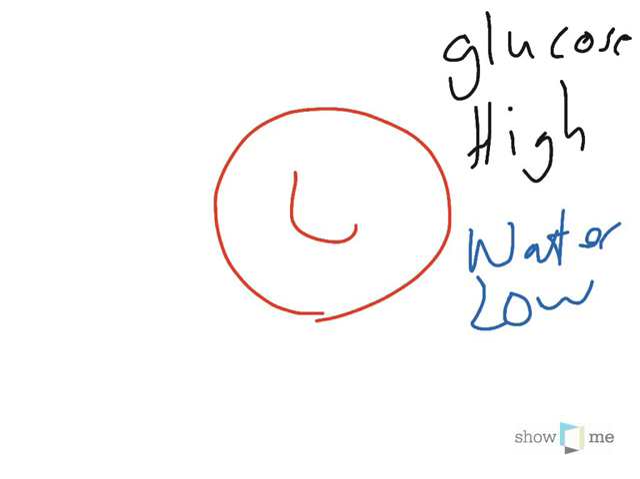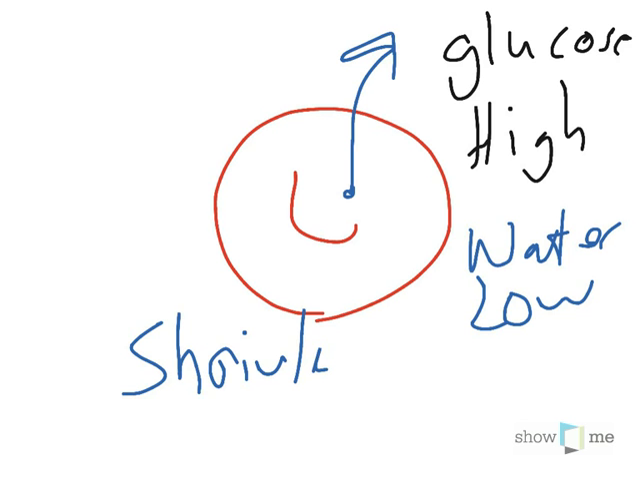Well, the glucose level here we could definitely assume if water is in low concentration, it is low with respect to the inside of this cell here. That means that in order to get more water in there, we shift the water out. This cell will shrivel. So if this cell is in a solution that we call hypertonic, it shrivels.